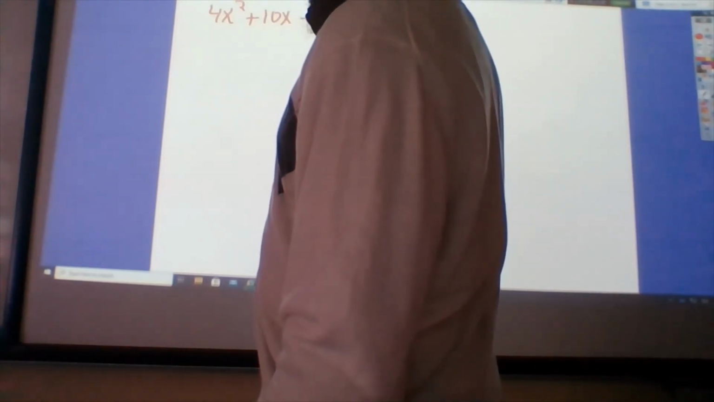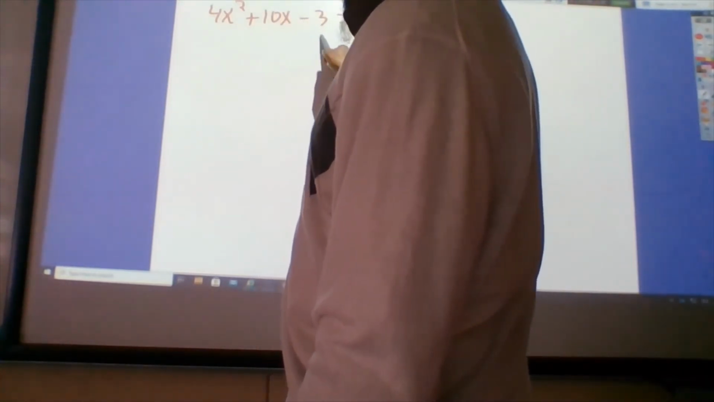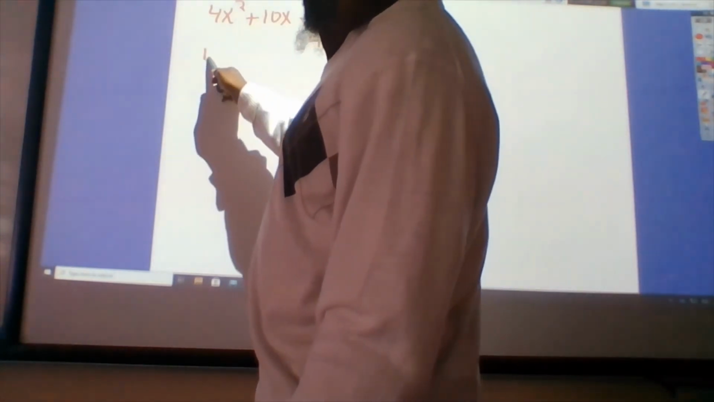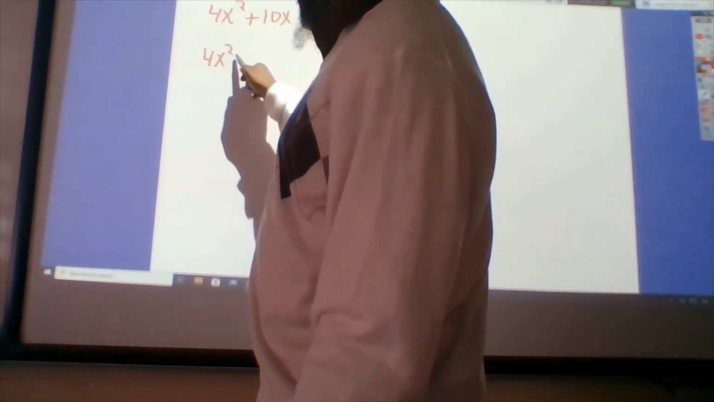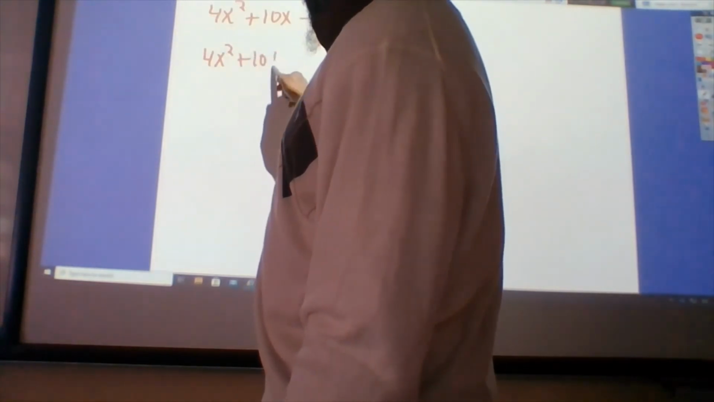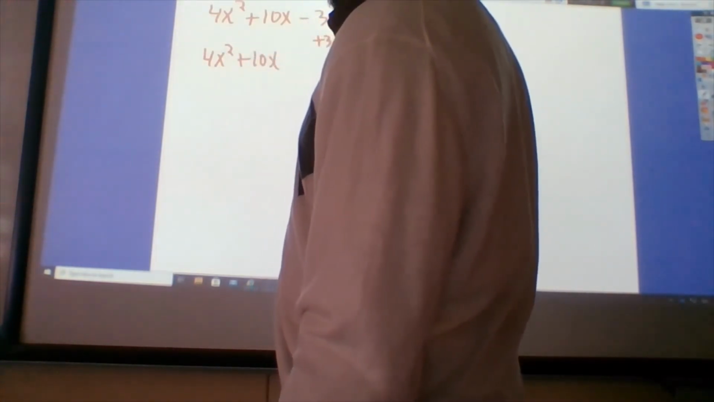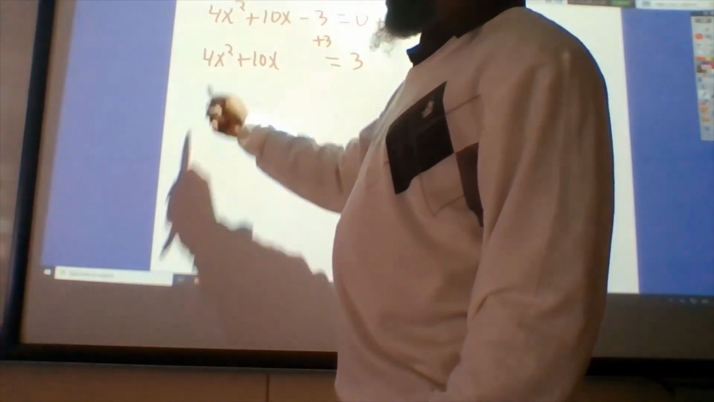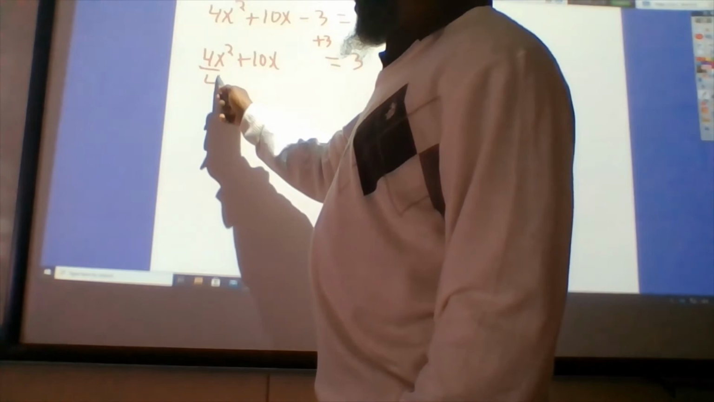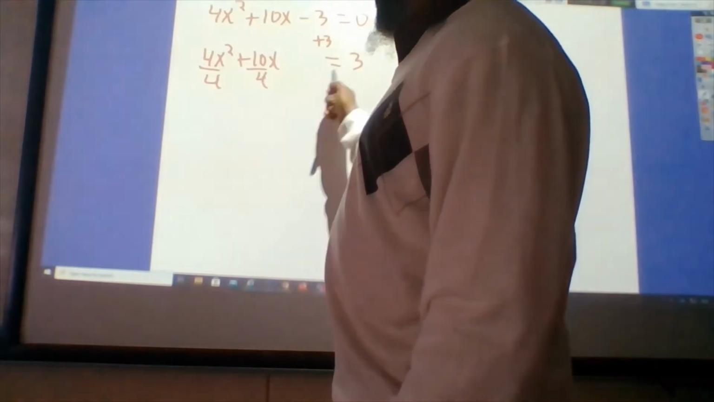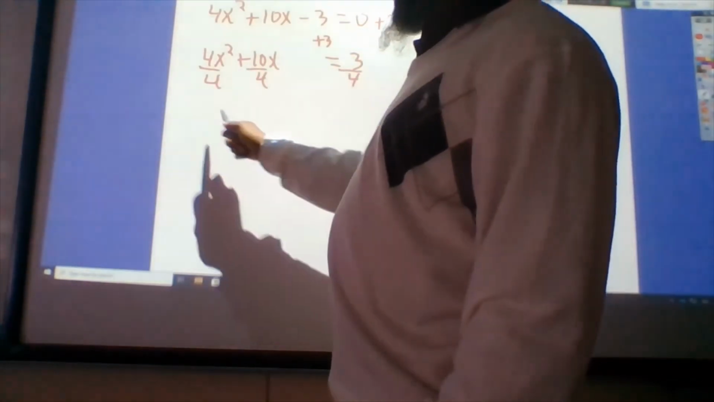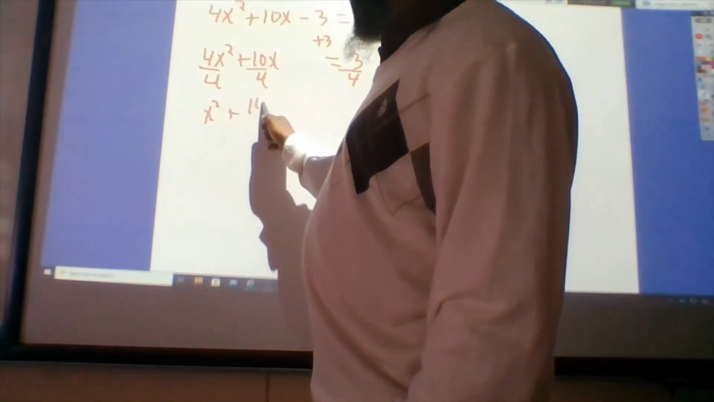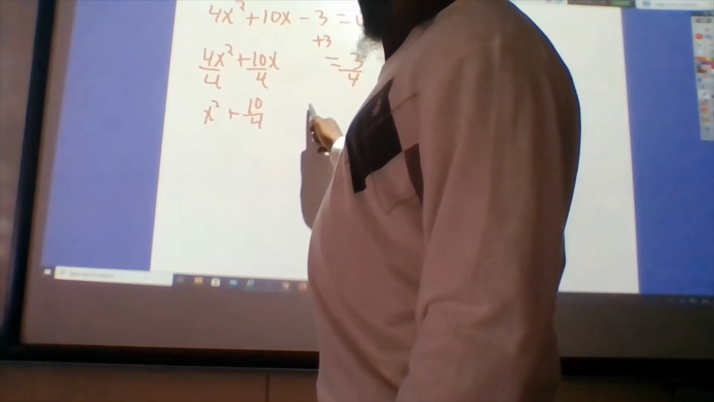When you're using completing the square, you want this to be a 1. Therefore, we need to get rid of the 4. We're going to divide everything by 4. So you will end up with x squared plus 10 over 4 x is equal to 3 over 4. You know 10 over 4 can be simplified. I'm doing it this slow version. Divided by 2, you will have this is equal to 3 over 4.